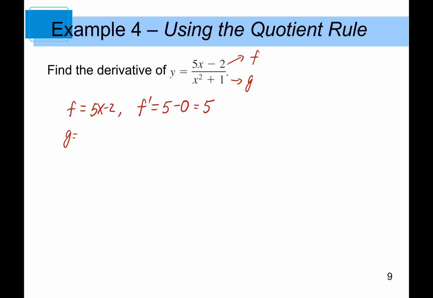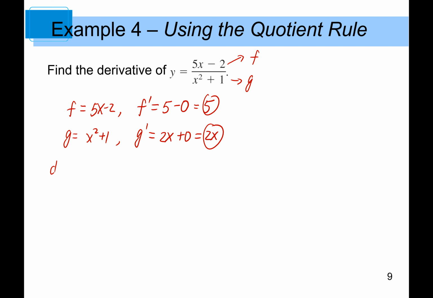g equals x squared plus 1, so g prime: the derivative of x squared becomes 2x, and the derivative of plus 1 becomes 0. So g prime is 2x. Okay, we figured that out. Now we can apply the quotient rule.